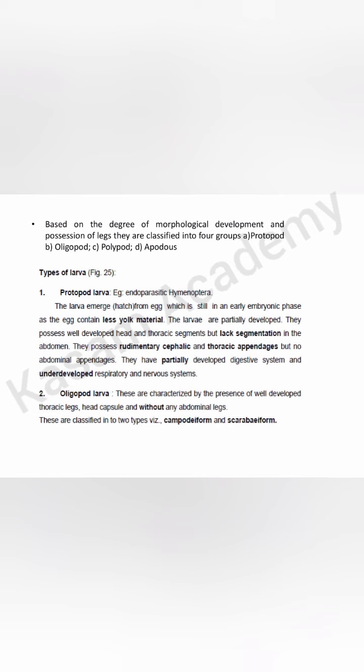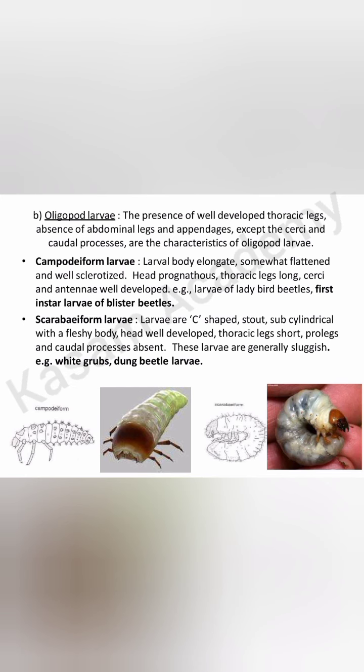And second type of larva is oligopod larva. Here these are characterized by the presence of well developed thoracic legs and head capsule and without any abdominal legs. And these oligopod larvae are also of 2 types based on the shape of the body. First one is campodiform and second is scarabiform type of larva. And now we will see what is campodiform and scarabiform type of larva.